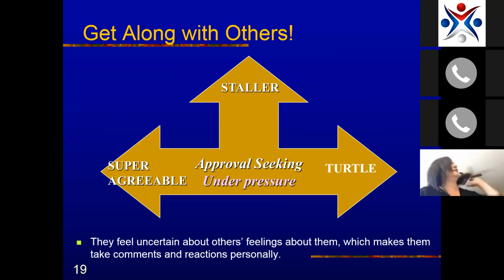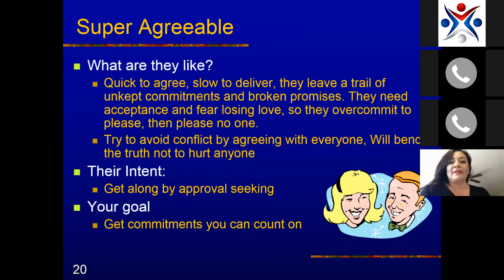Slide 20. The super agreeable usually overcommits because they want to please everyone. And unfortunately, at the end, they may end up pleasing no one. They do not like conflict and often don't deal with reality for the fear of hurting others. They seek approval, and your goal is to get them to make realistic commitments.